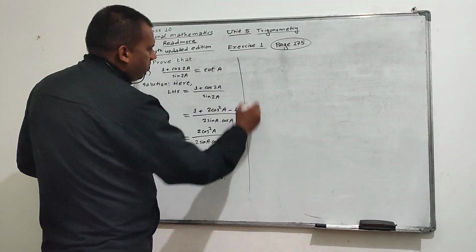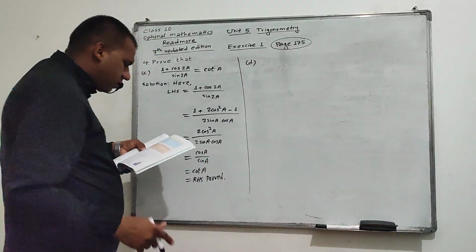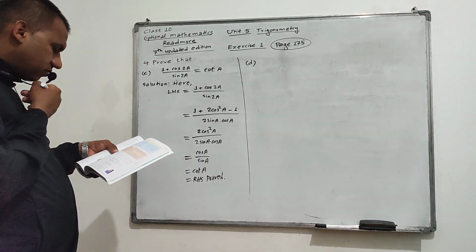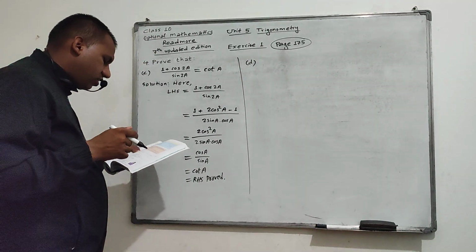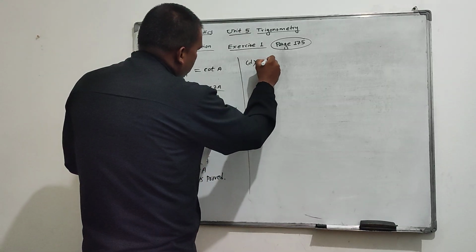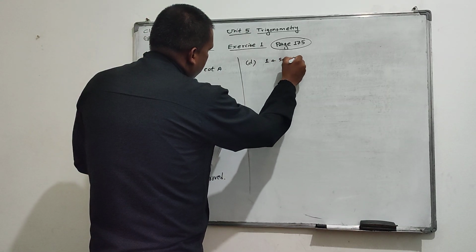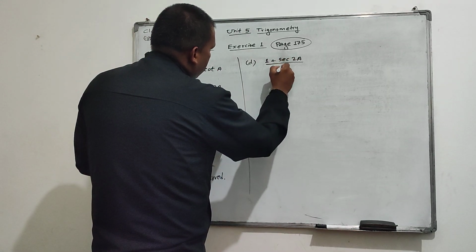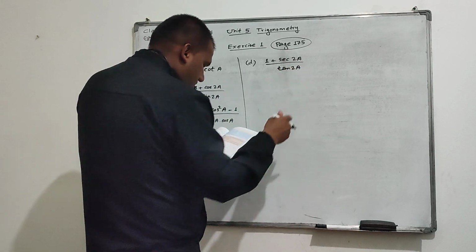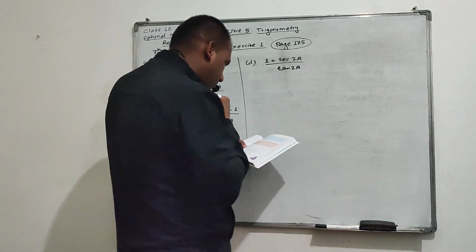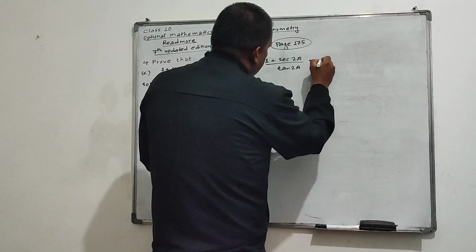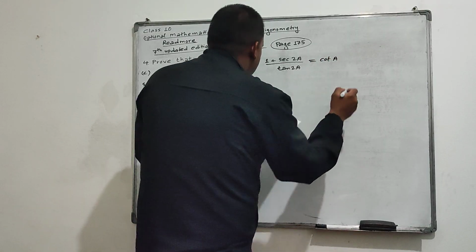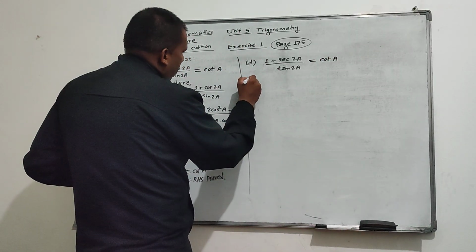Now on D, we have (1 plus sec 2a) whole upon tan 2a. This equals cot a. Now you solve it.